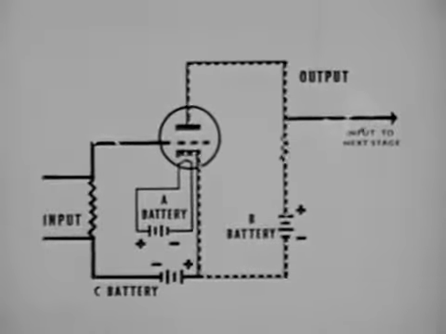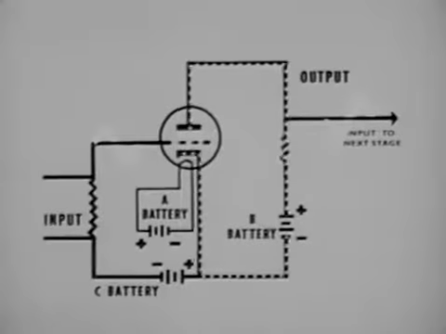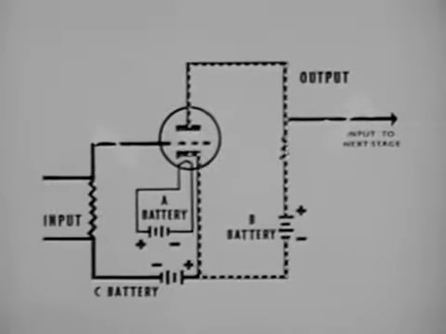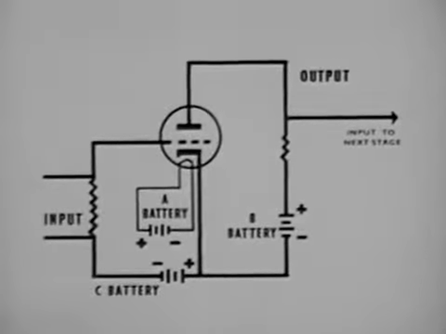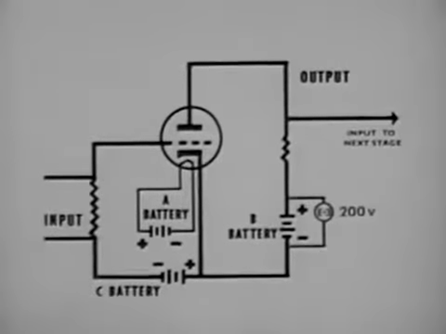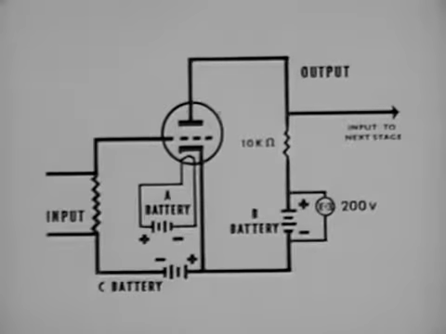It should be noted that the output voltage and the input voltage are 180 degrees out of phase with each other. Now suppose we place some values here. The B battery has a potential of 200 volts and the load resistor is 10,000 ohms.